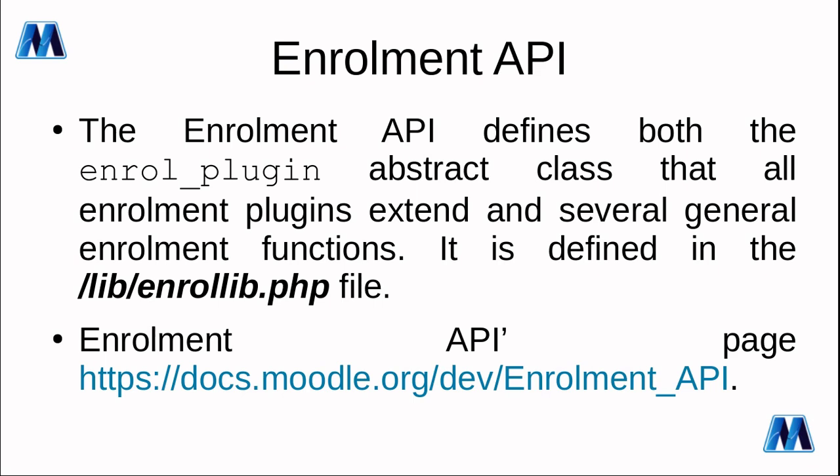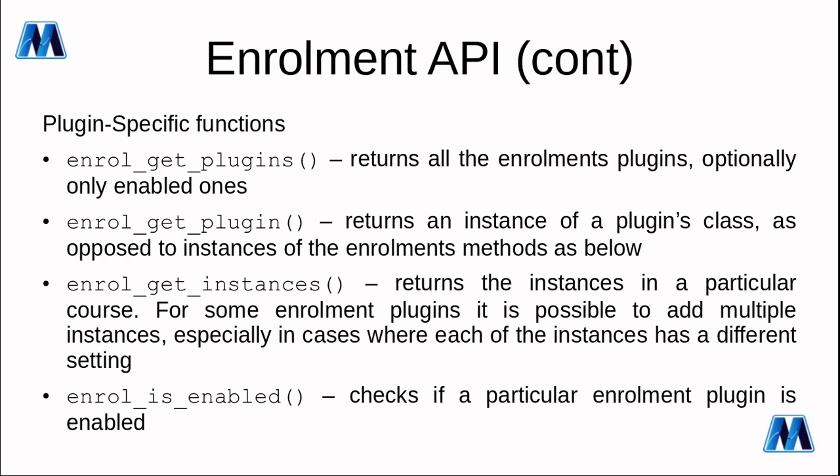Okay. The Enrolment API defines both the enroll_plugin abstract class that all enrollment plugins have to extend, and provides some general enrollment functions. It's defined in the enroll_lib.php file in the lib directory. And there's a link there for you to go and have a look at the Moodle documentation if you want to.